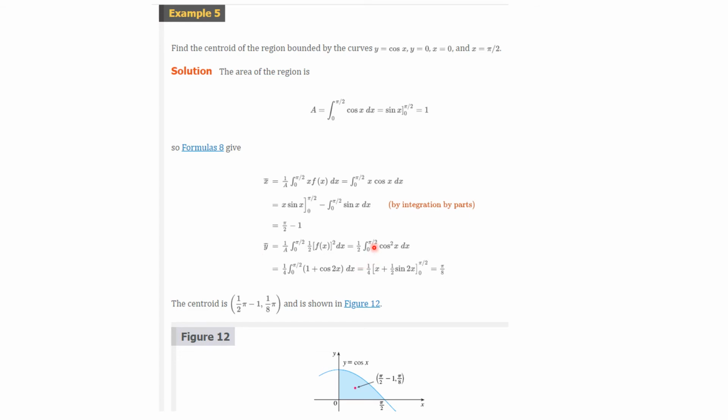Y bar is equal to 1/2. This is the integral from 0 to pi over 2 of cosine squared of x. Now again, to integrate this, we have to use the double angle formula. Or maybe it's the half angle formula, I never really know. And we get pi over 8. And so the centroid is pi over 2 minus 1, comma, pi over 8. And here is the picture.